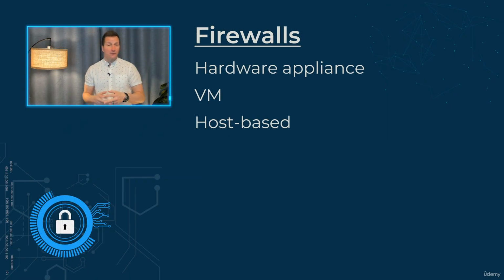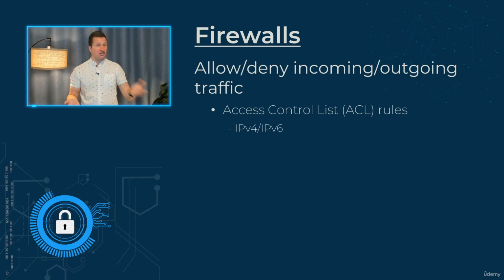Or you could have a virtual machine appliance that's designed to act as a firewall. It could be a host-based firewall like Windows Defender, which is included with the Windows operating system automatically. So we're really saying it can be hardware or software-based. Now the firewall can be configured with rules that either allow or deny traffic that's coming into or leaving something, like a network or an individual host.